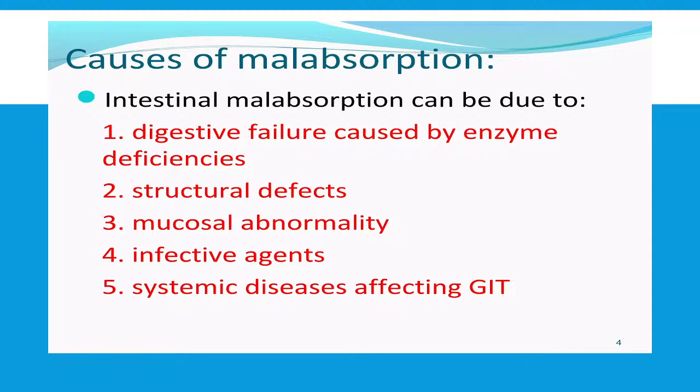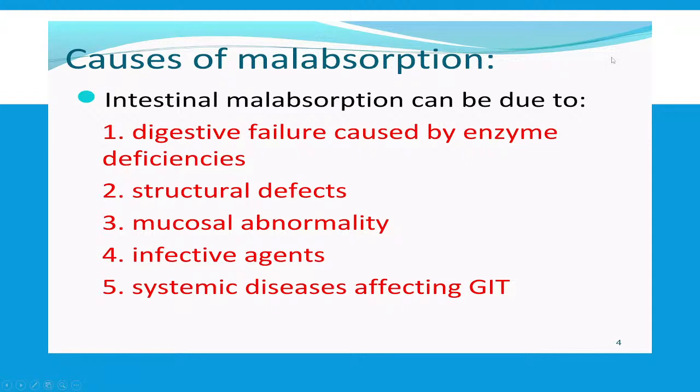Okay, now what is the normal physiological process of absorption? It consists of three processes. First is digestion, which occurs in the lumen of the intestine. Then second is the absorption process, which occurs through the mucosa of the intestine. And third is the transport through the lymphatics and the blood vessels.